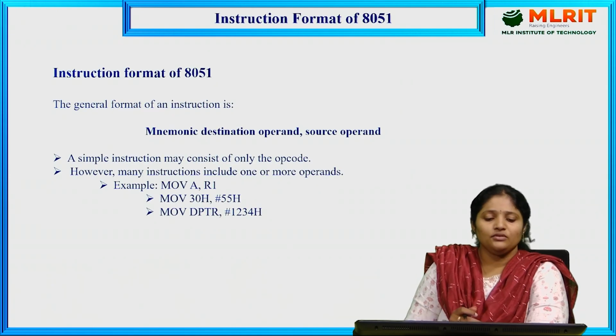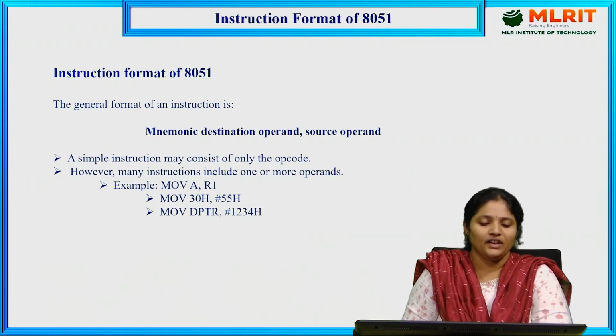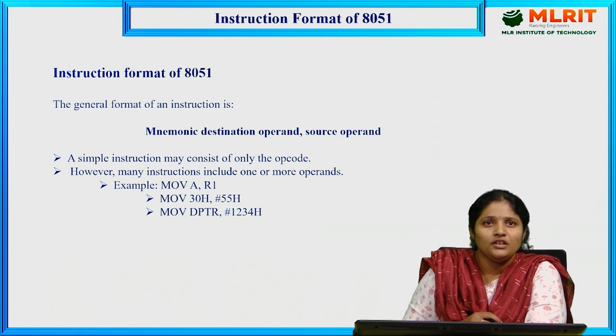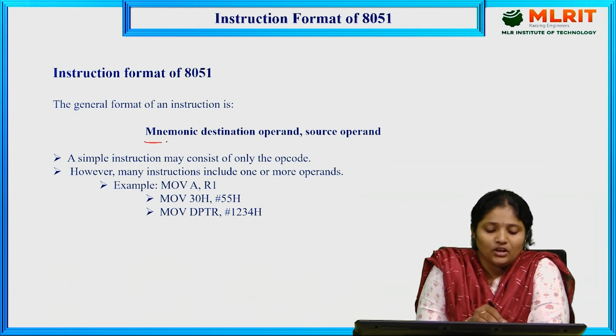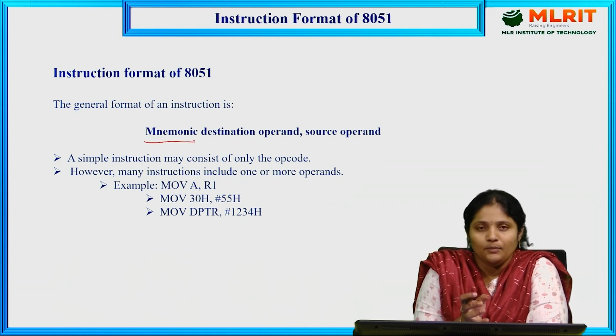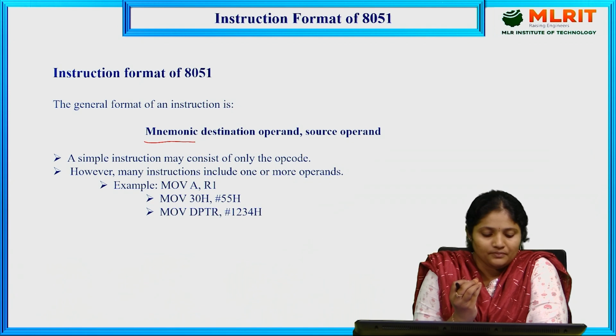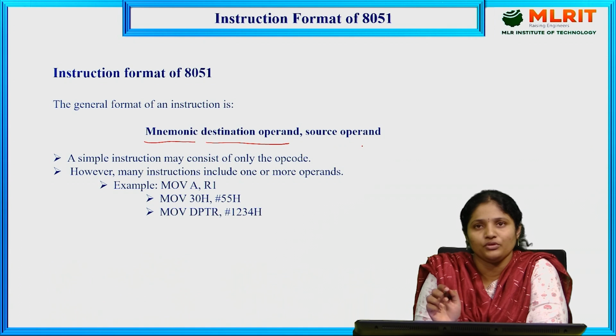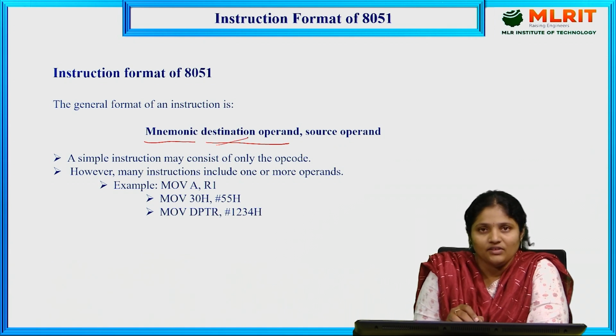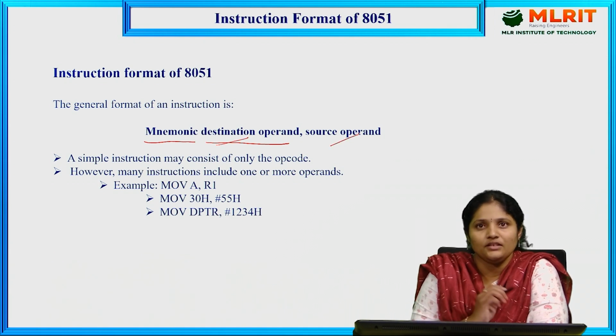Coming to the instruction format of the 8051 microcontroller. The general format of an instruction, how we can write the instruction in 8051, is: first we need to write the opcode, the mnemonic or the code for the operation that should be performed, and the next one is the destination comma source operand. So this one is the destination operand and this one is the source operand.